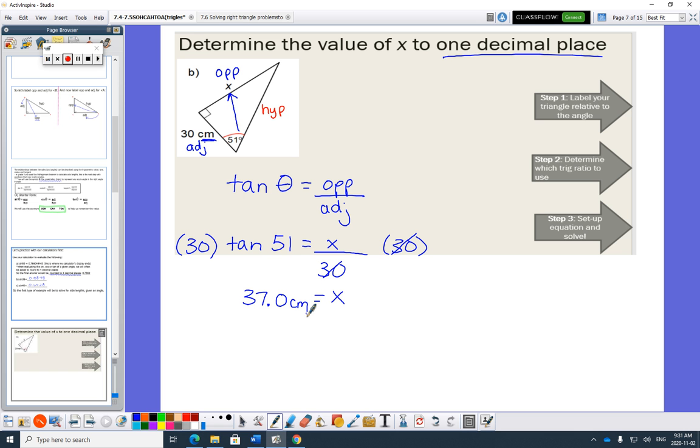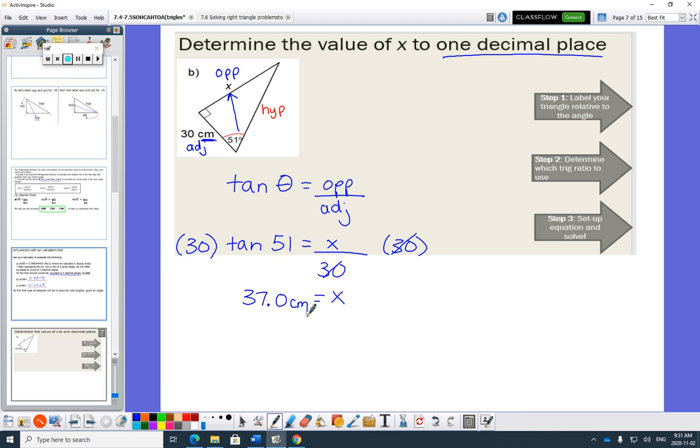Depending on what you're given and what you have. So that's why labeling opposite, adjacent, and hypotenuse is important. So for 51, I knew I wanted opposite. I knew I had the adjacent side, so that's tan. If the 30 was over here and you were doing opposite and hypotenuse, you would use sine. So just label opposite, adjacent, hypotenuse every time, and then pick what you want and what you have. Okay?